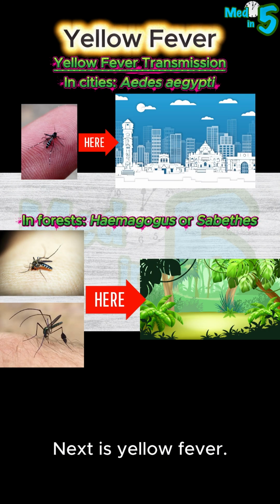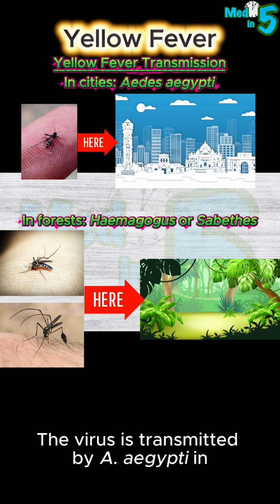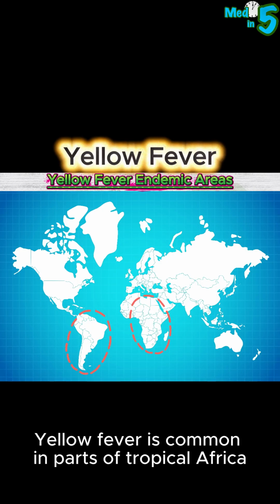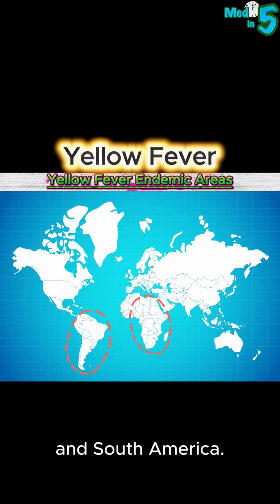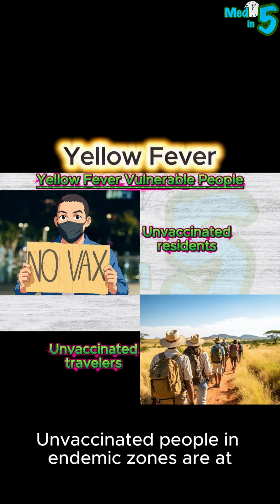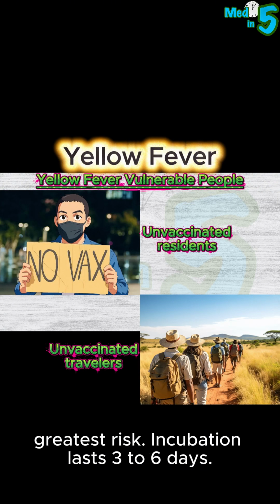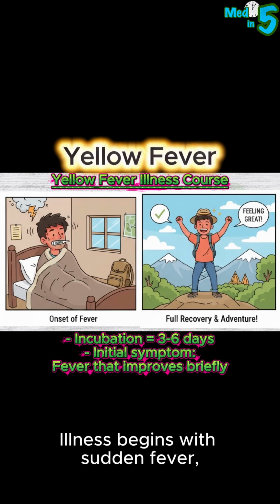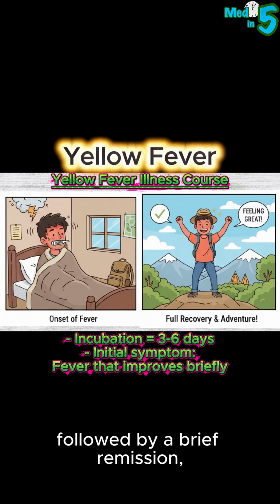Next is yellow fever. The virus is transmitted by Aedes aegypti in cities and Haemagogus or Sabethes in forests. Yellow fever is common in parts of tropical Africa and South America. Unvaccinated people in endemic zones are at greatest risk. Incubation lasts 3 to 6 days. Illness begins with sudden fever, followed by a brief remission.